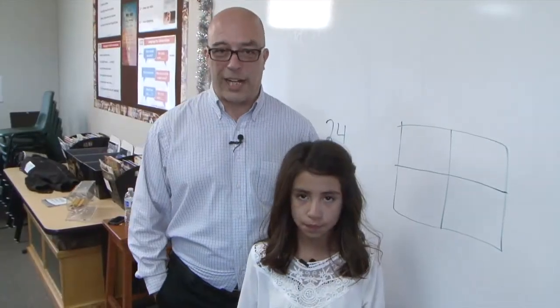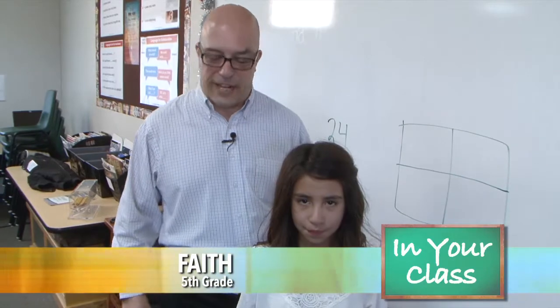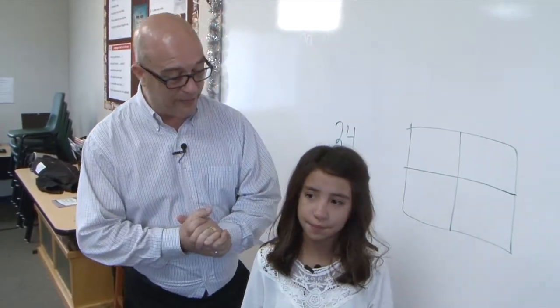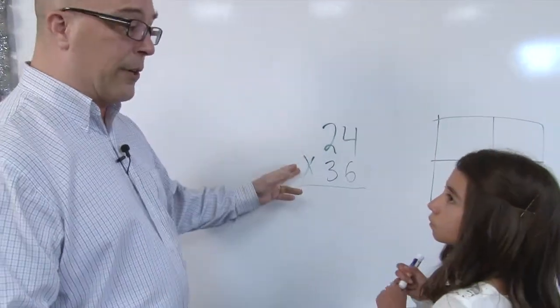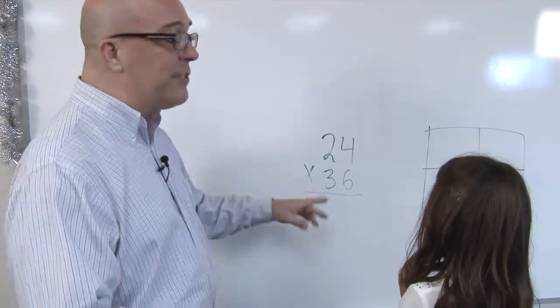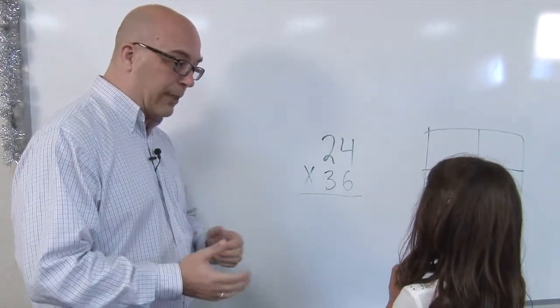Well, today we're at Sequoia Elementary School, and with me today I have Faith, a 5th grader who's going to learn a new way to multiply. Are you ready, Faith? Mm-hmm. All right, why don't you grab the pen? And you came up with these numbers, 24 and 36. So why don't you go ahead and multiply them. As you're doing it, explain to me what you're doing.